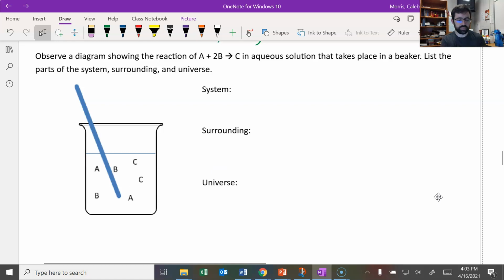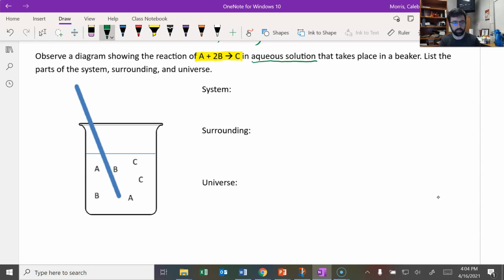So observing this diagram showing the reaction of A plus 2B yields C, there's our reaction in an aqueous solution. By the way, I hope that you already know this. We have talked about it, but just a reminder, aqueous means dissolved in water. Now, if it's already dissolved in water, that's not a chemical process, it's a physical process. So just keep in mind, the water's not involved in this chemical change.